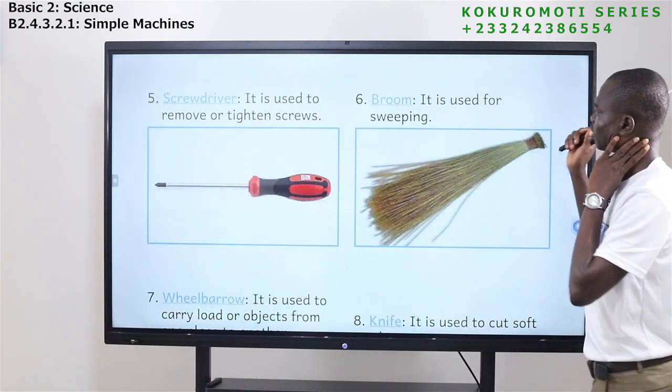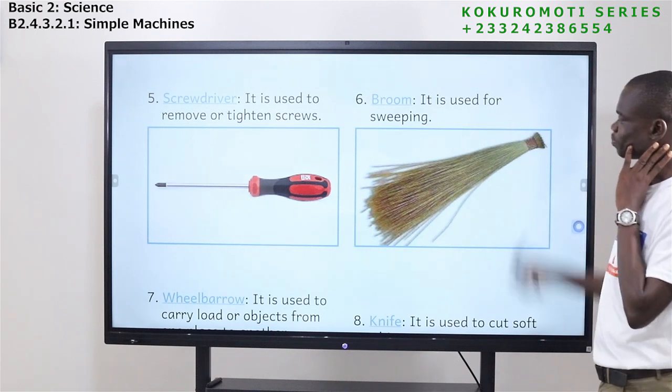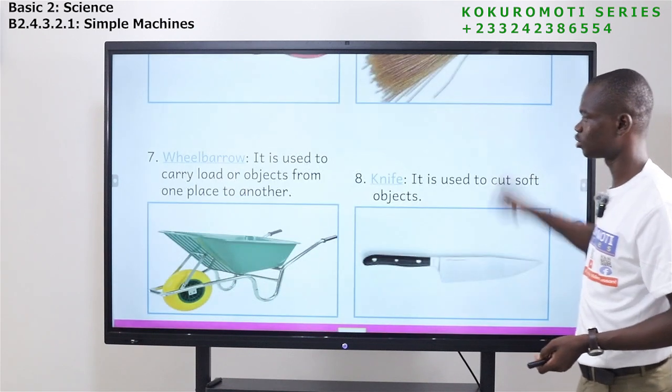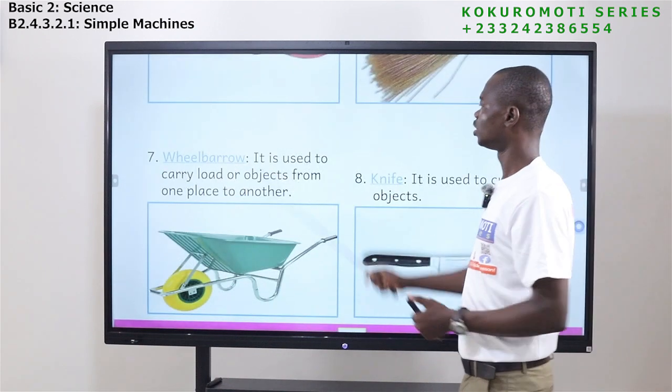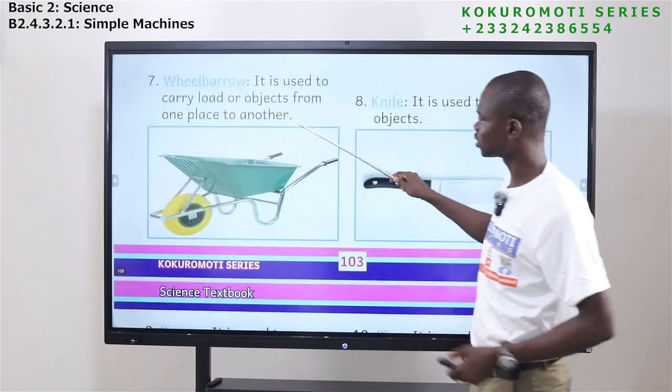The next one is broom. It is used for sweeping. We know that we use broom for sweeping. Wheelbarrow. It is used to carry loads or objects from one place to another place. So this is wheelbarrow.